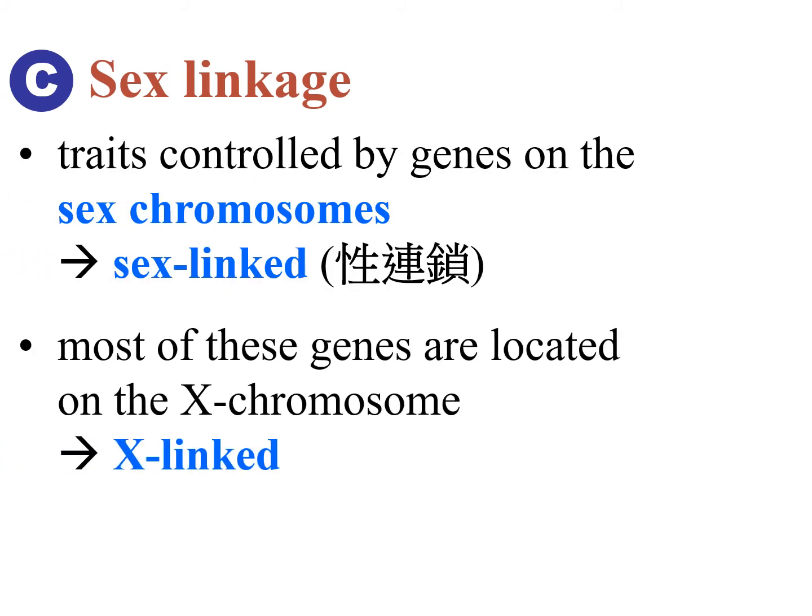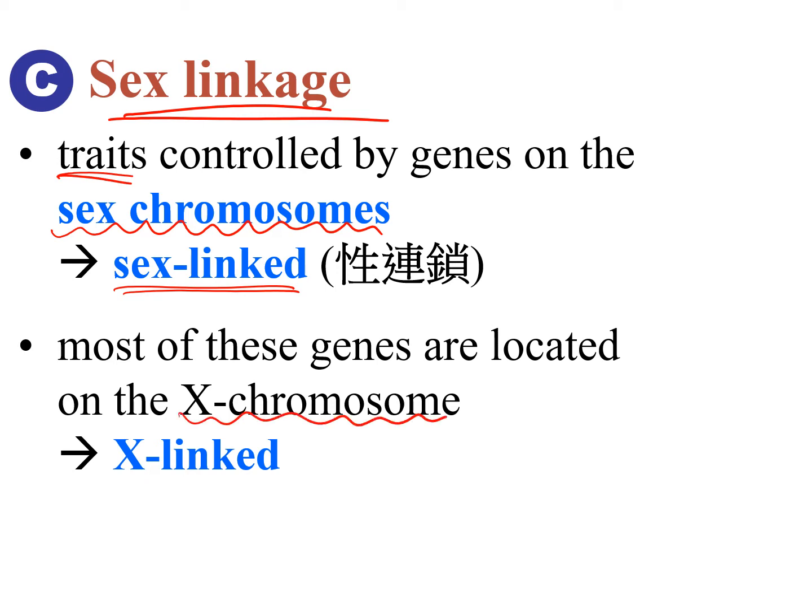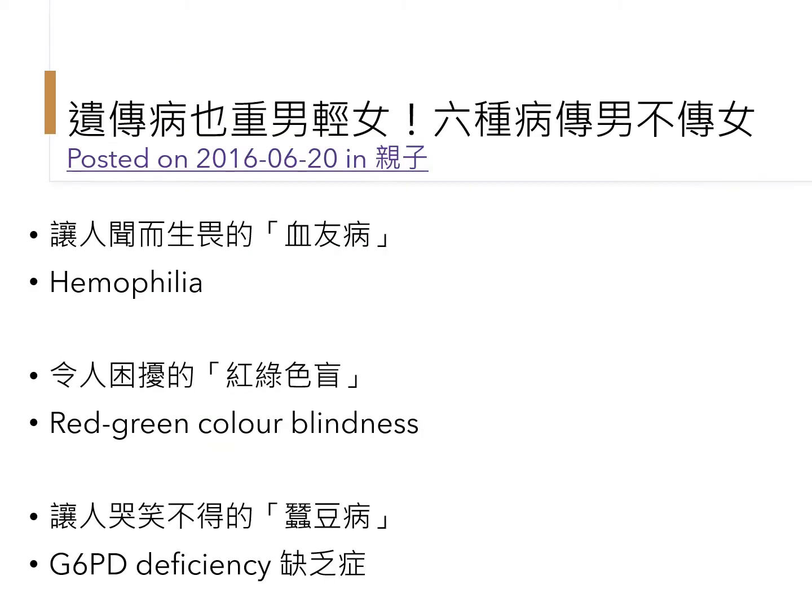1/2, that means 50%. For the second part of this lesson, we are going to go through sex linkage. It is the characteristics or traits controlled by the genes on the sex chromosomes, that means the X or the Y chromosome. We call this sex-linked. Most of these genes are located on the X chromosome, so we usually call them X-linked. If there is a disease gene located on the X chromosome, we call that an X-linked disease.